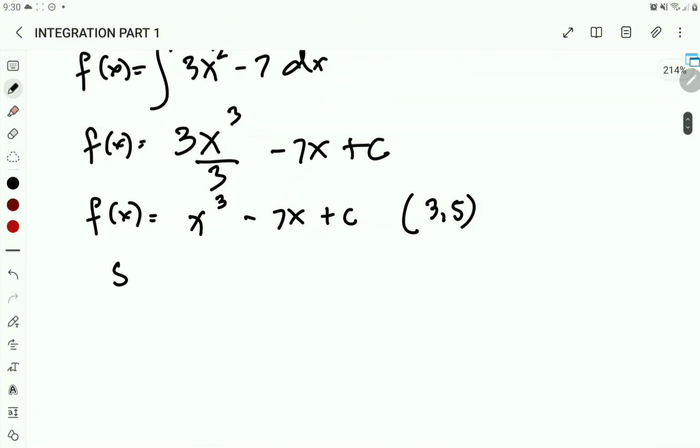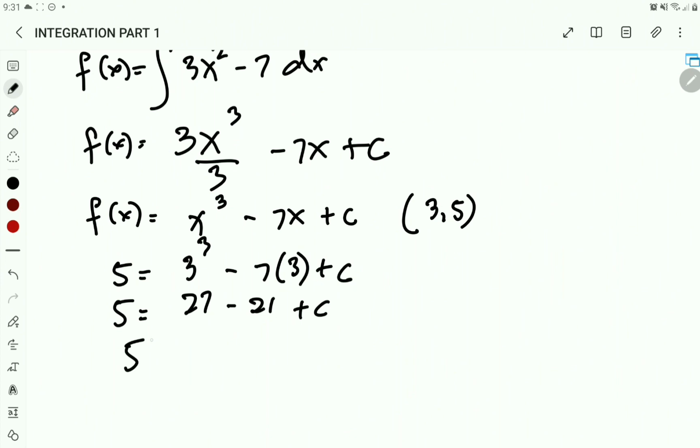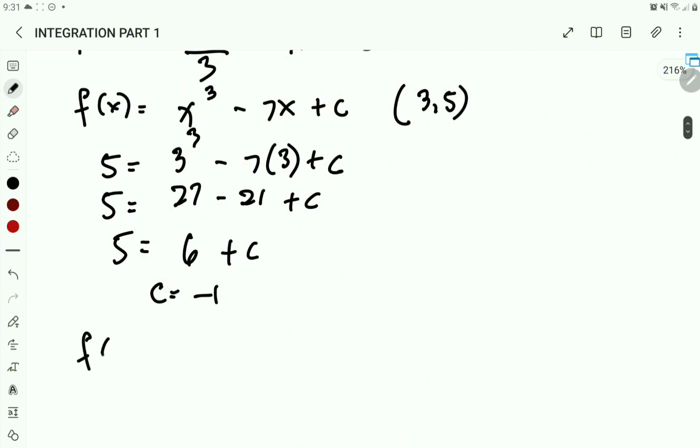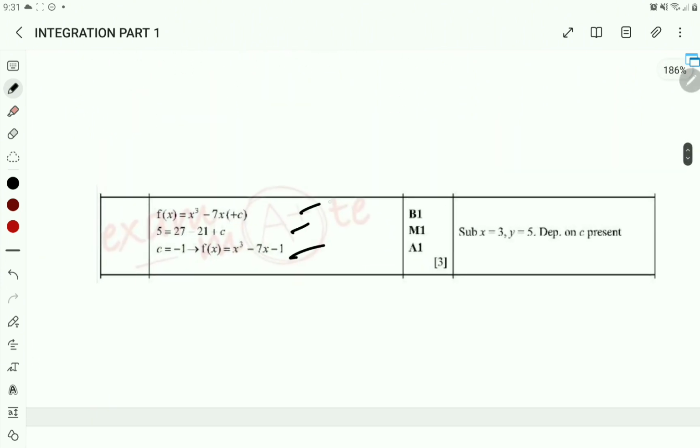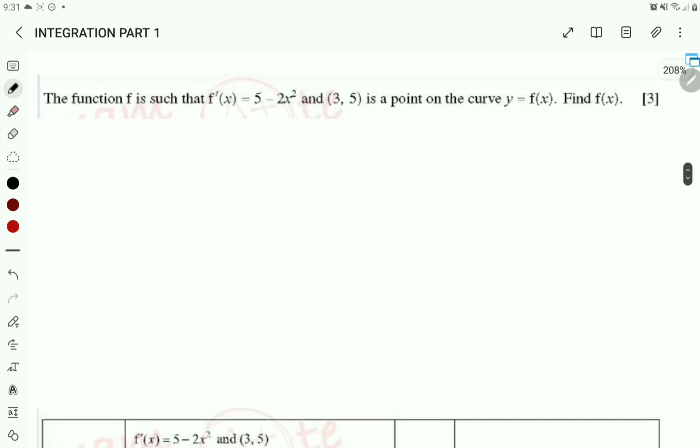So let's plug it in. 5 is equal to 3 cubed minus 7 times 3 plus c. So 5 is equal to 27 minus 21 plus c. 5 is equal to 6 plus c, so c is equal to negative 1. Therefore, our f of x is equal to x cubed minus 7x minus 1. Let's check the answer. Correct. Next, let's proceed to the next question.